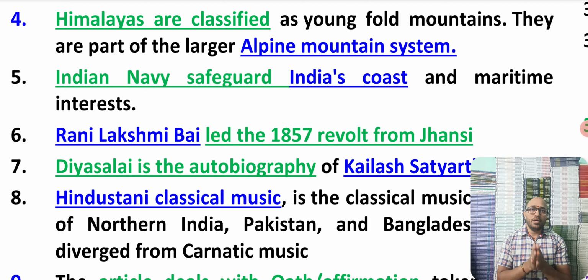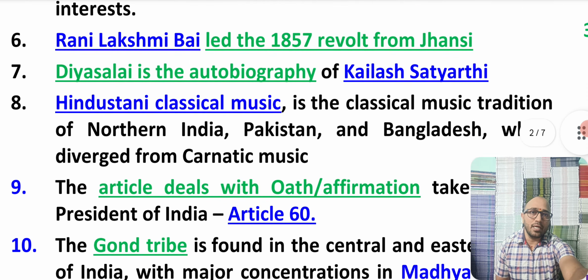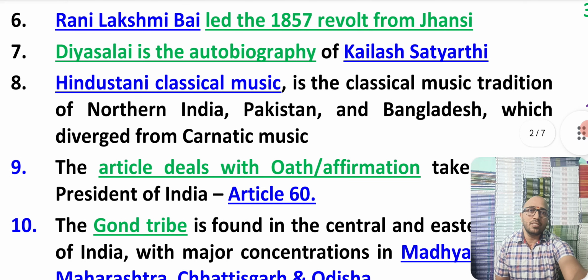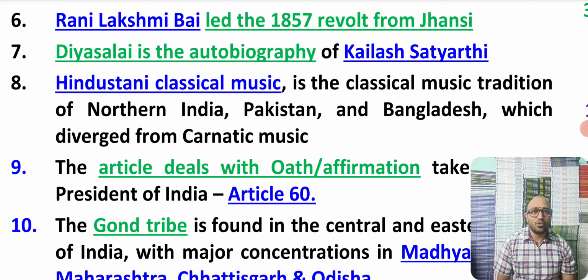Now let us discuss the fifth question. Indian Navy, which safeguards the coastal region of India and maritime interests. Rani Lakshmi Bai is the one who led the revolt from Jhansi. We know the Indian revolt started in 1857. Mangal Pandey was the first person who raised the voice, and he was hanged. Then it started from Jhansi. Lakshmi Bai was the one.